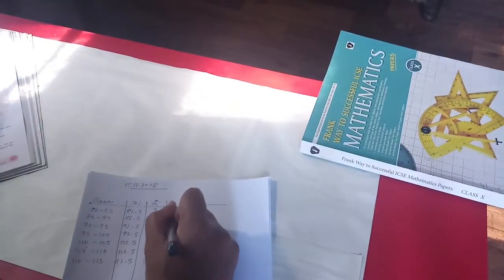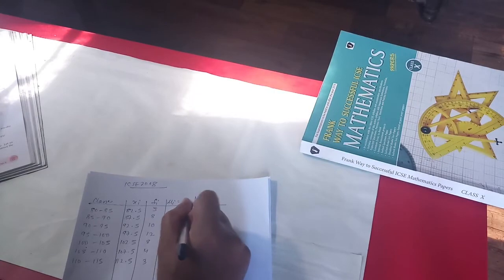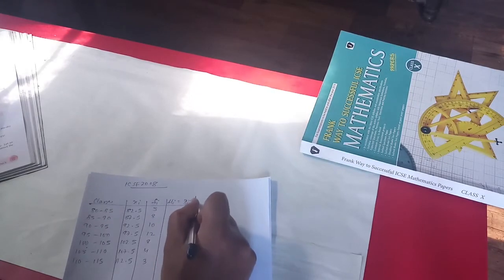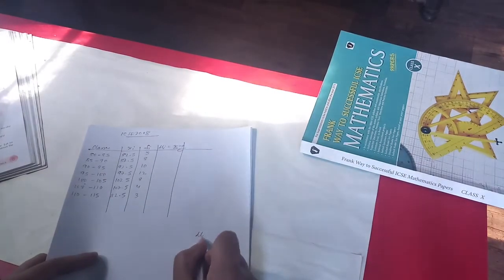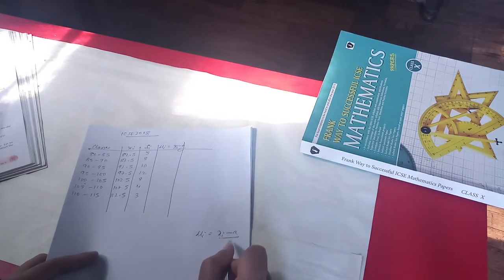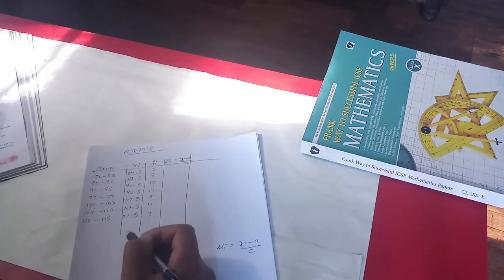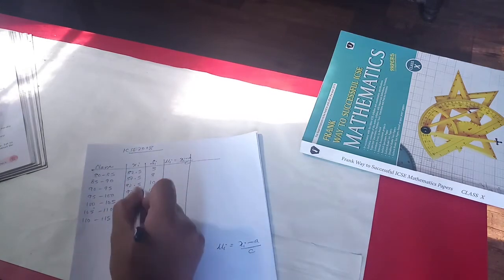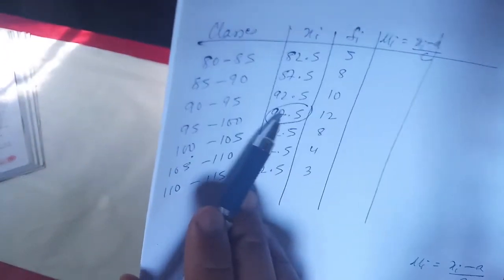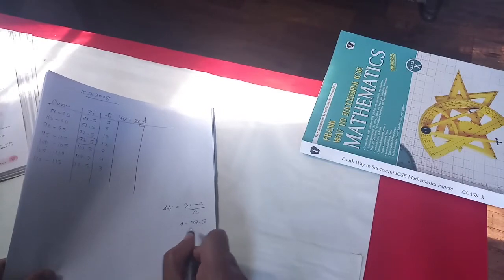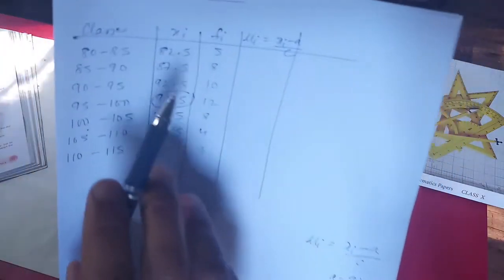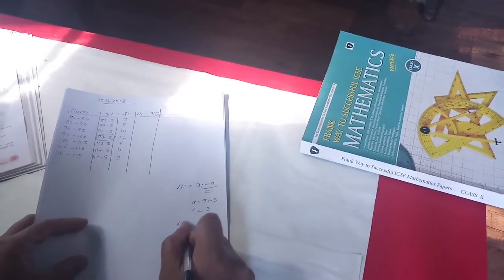So now in the third column, what to write? Ui. Good. Ui, the formula is xi minus a upon c. You can also write this as d, doesn't matter. So I am writing this again separately. A, you choose any one A from here. So we can choose 97.5, this is exactly in the middle. So A is 97.5. Can you tell the value of C? What is the class size? 5. So let us find the first ui.